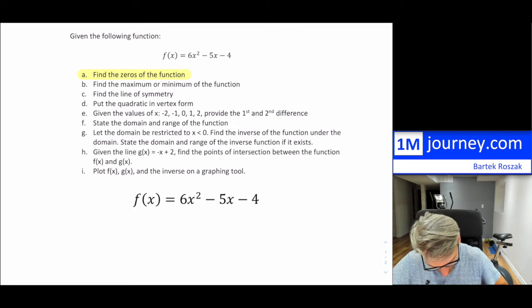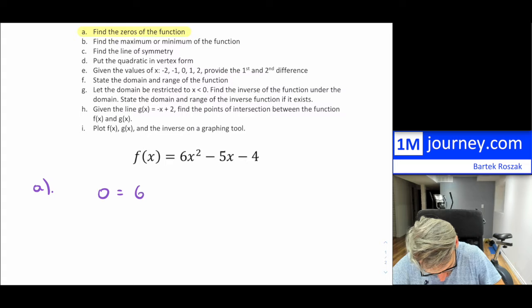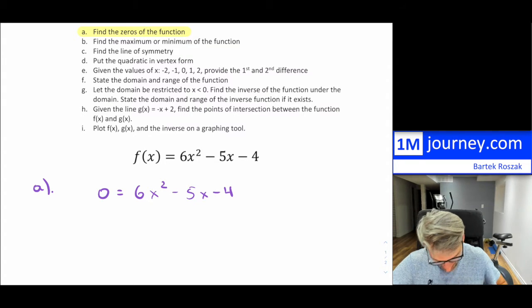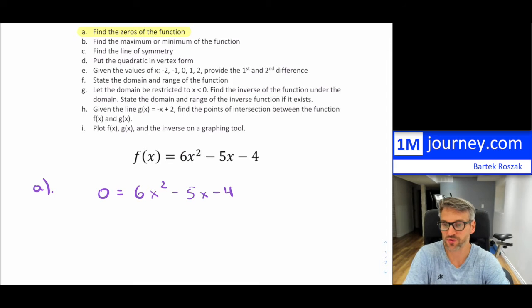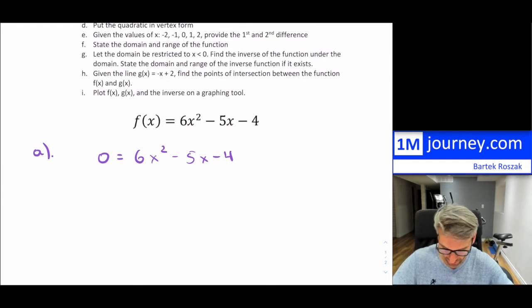In order to find the zeros of this function, what we need to solve is to set our function equal to 0, so we have 6x squared minus 5x minus 4, and we want to find the values of x such that the right-hand side equals 0. We can do it in two different ways. You can try to factor it, or if you don't want to waste your time, you can always use the quadratic formula and solve it that way.